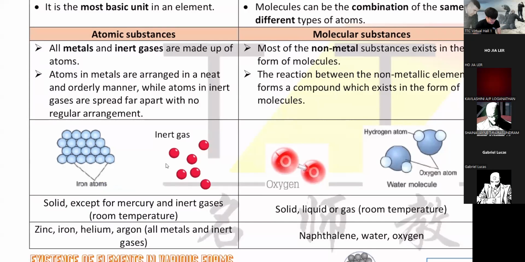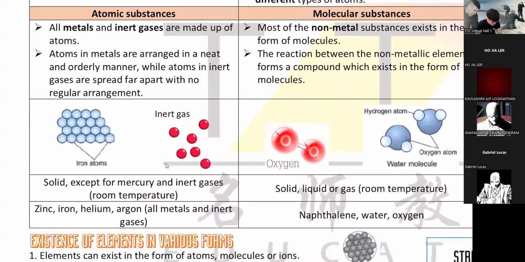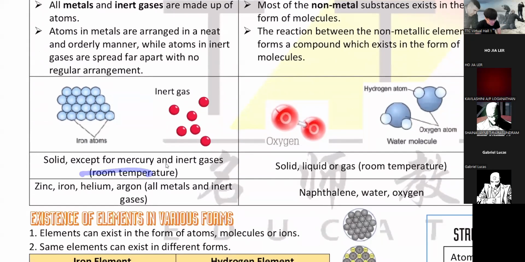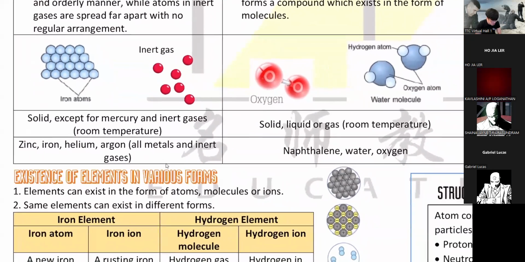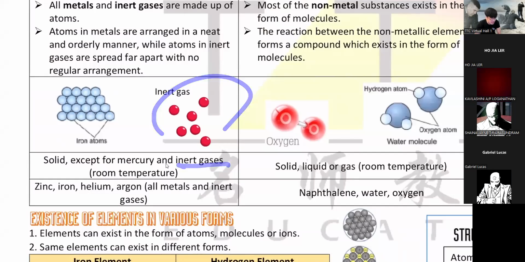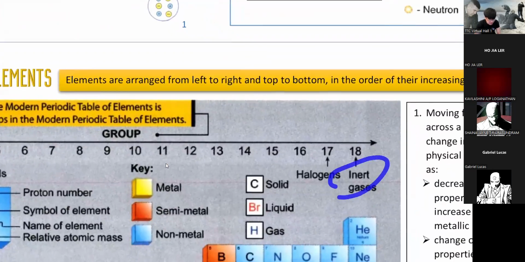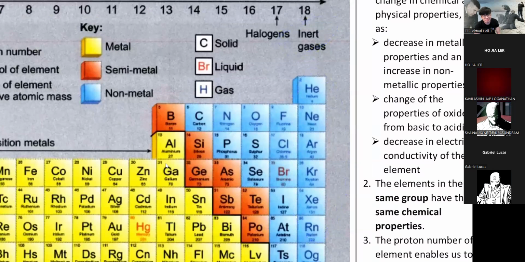So mercury is the only liquid. Guys, all metals are solid besides one metal, that is mercury. Mercury is the only metal that is liquid at room temperature. That's why it can be put in your thermometer. And then next, of course, your inert gases. Like I said, most inert gases, as the name says, are gases. So these are all gases, right?